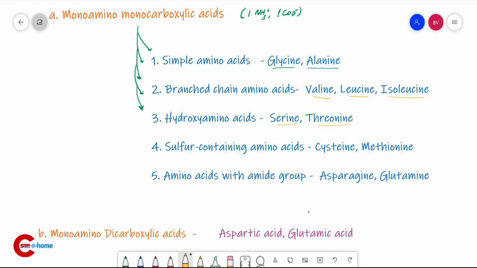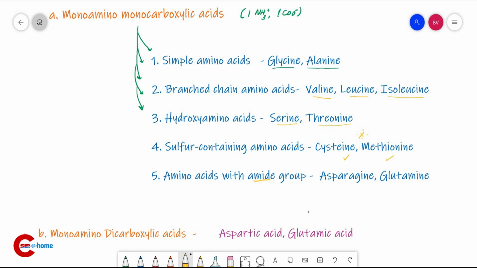It includes serine and threonine. These 2 amino acids come under hydroxy amino acids. Then sulfur containing amino acids, which are cysteine and methionine. These are examples of sulfur containing amino acids. This is very important.